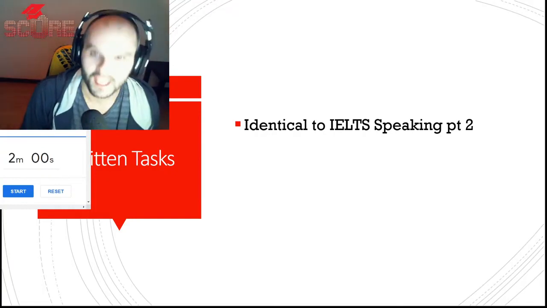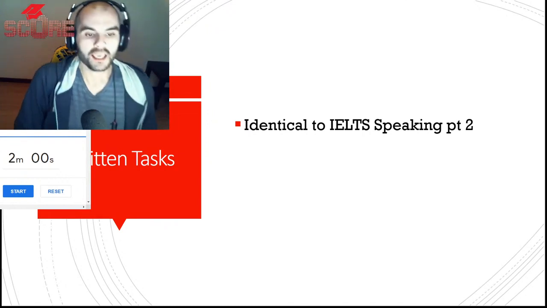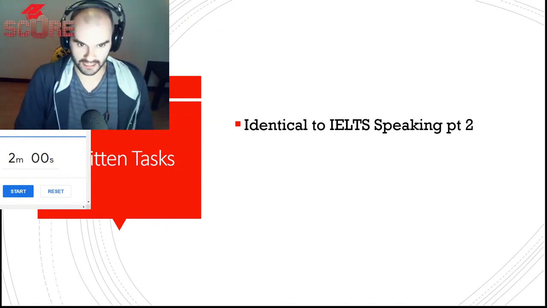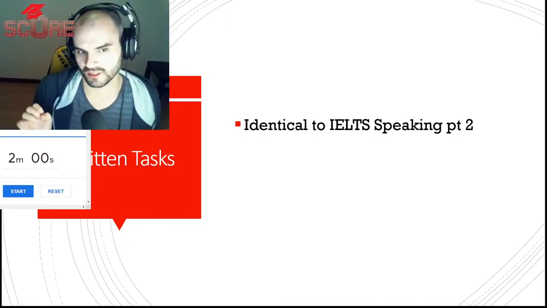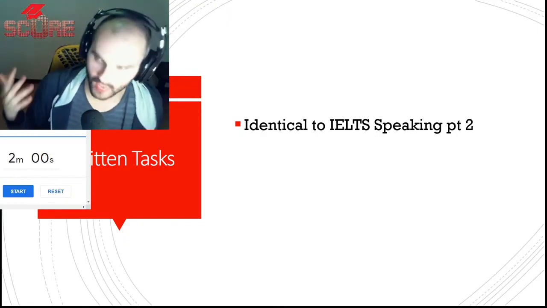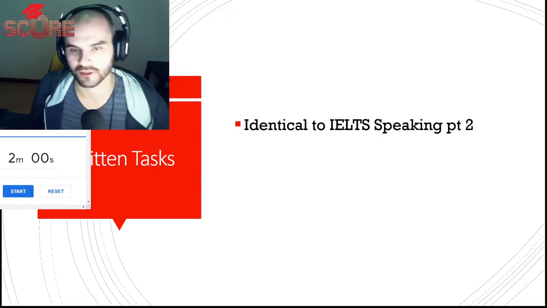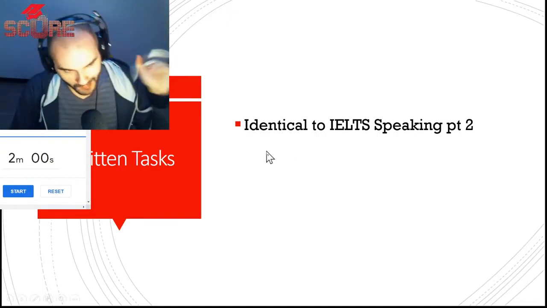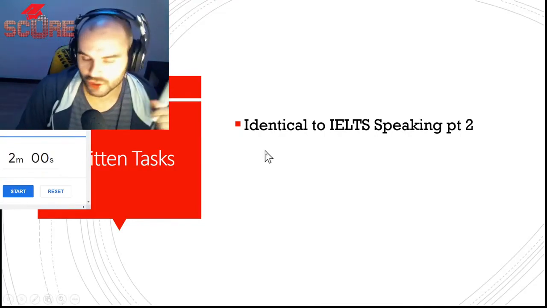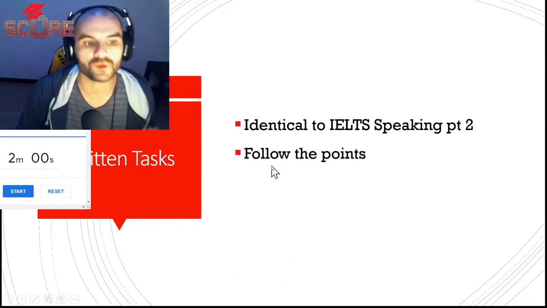If you guys are doing the Duolingo English Test, I always want to say Duo English. I just want to merge the words together. If you're doing the Duolingo test, then they also have speaking parts that are identical to IELTS part two. They're so identical that I literally just took IELTS prompts and put them in here. They're 100% the same. I'm gonna show you an example of one of these and show you how to do it, but it's very simple. All you gotta do is follow the points.